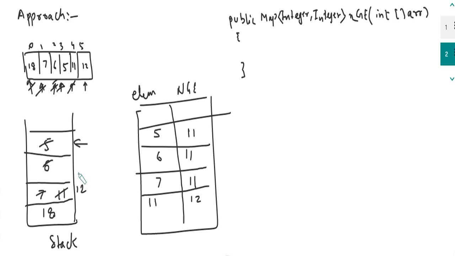But why have we pushed 12 here? Because we are not finding 12 as the next greater element of 18. So this is done, we are getting the base cases persisted in the hash map.